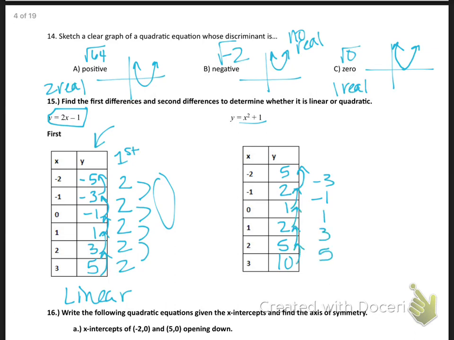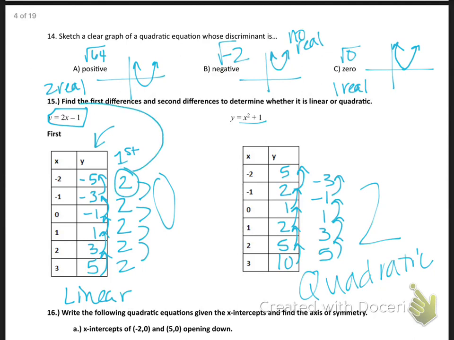10 minus 5, 5. Okay, if I do it all again, it is going to be 2 for all of them, which told me quadratic. Okay, if you notice, this 2 here is also the slope. Should be the same for linear.